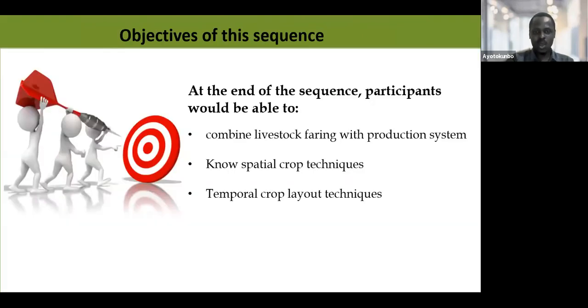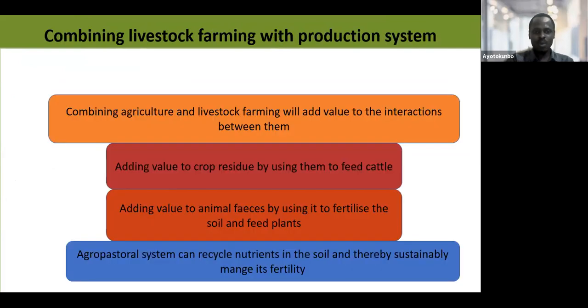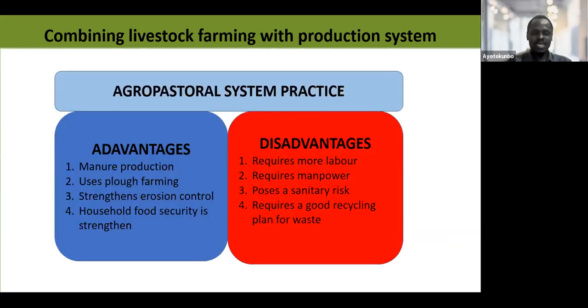We discussed in extension the combination of livestock farming with the production system. And we were able to arrive at the benefits and disadvantages of the use of the agro-pastoral system. We consider that the benefits are more than the disadvantages. What you have to take as your advantages are quite beneficial to us, even though disadvantages are there.